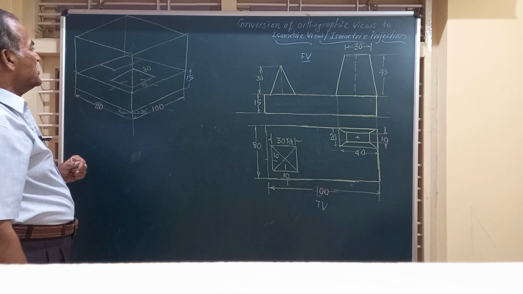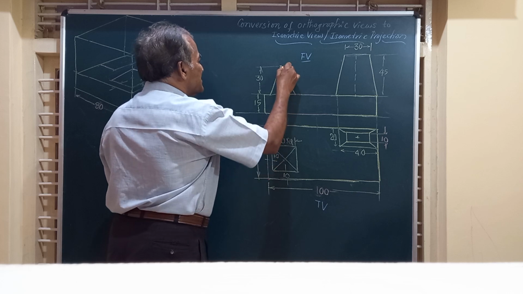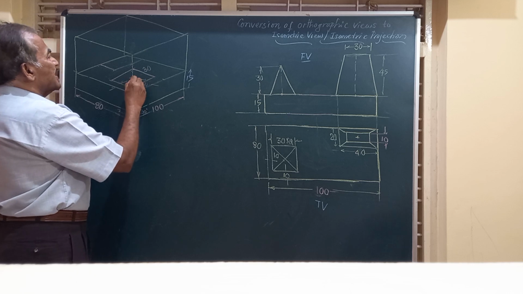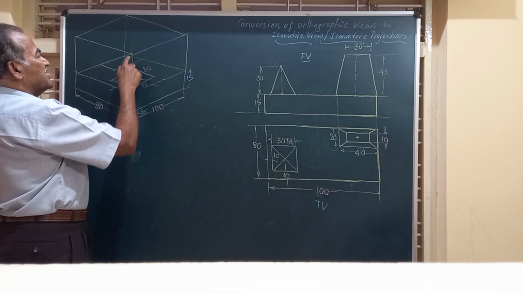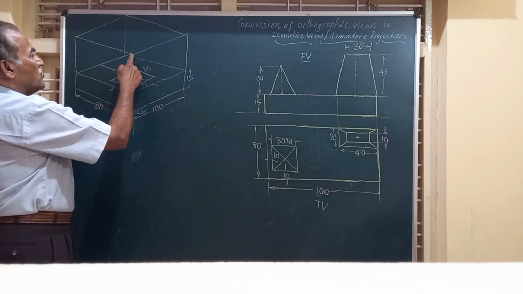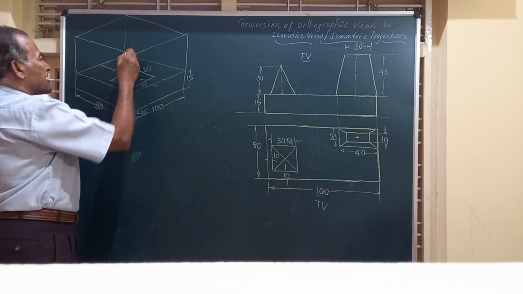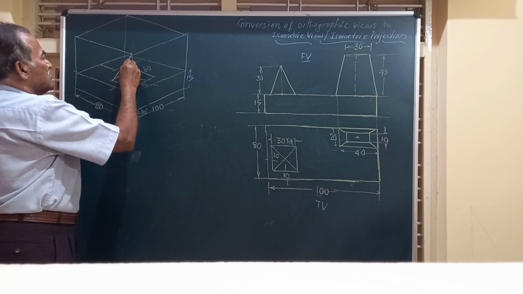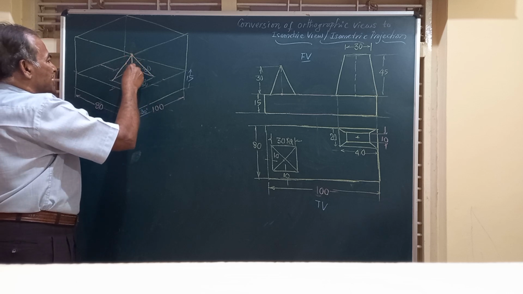And friends, to get the isometric projection, you know the height of this. This height is 30. So what I should do, from the center, I draw a vertical line of height equal to 30 mm. Now I am going to join this vertex of the solid to all the corners. So friends, I am going to join this corner here, number one of the slant edges. This is the second slant edge. This is the third slant edge.